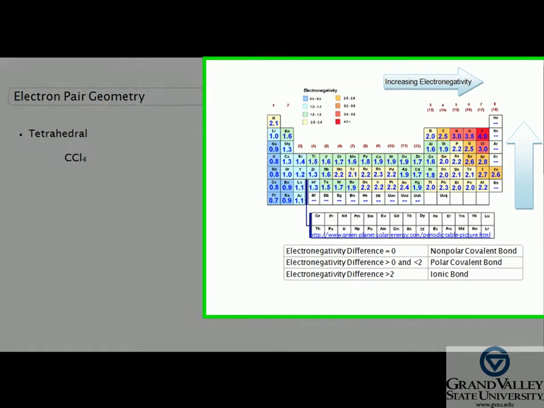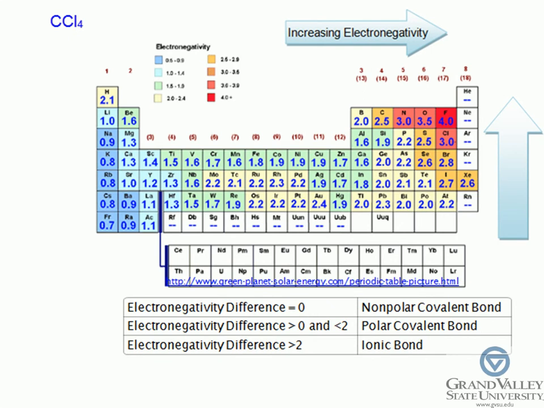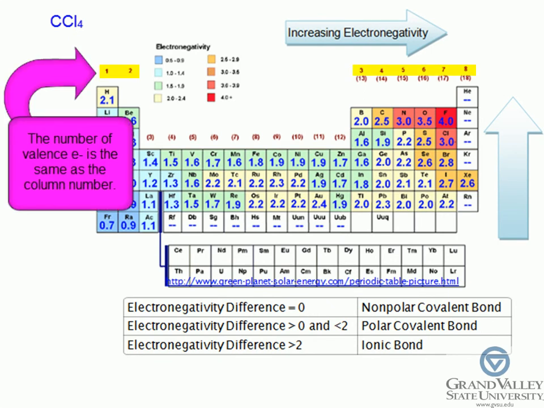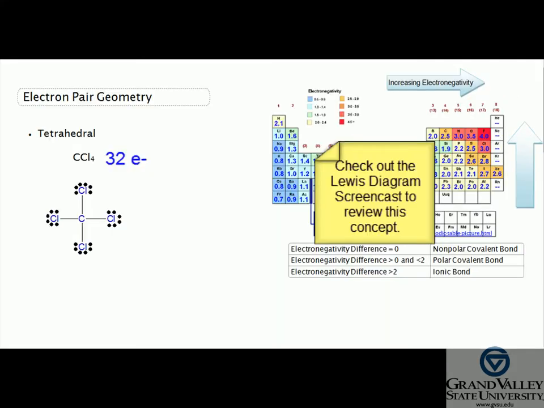To begin drawing a Lewis diagram, refer to the periodic table of elements to find the number of valence electrons in each atom. The total number of valence electrons in this molecule is 32: 4 electrons from carbon and 7 electrons from each chlorine atom. After drawing the Lewis diagram, count the number of valence electrons in the molecule and compare that value to the calculated number of valence electrons to confirm the correct diagram was drawn.